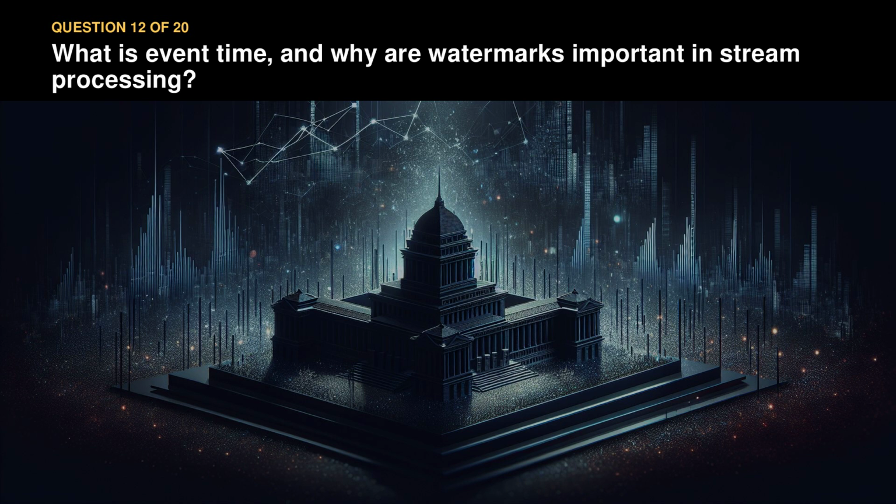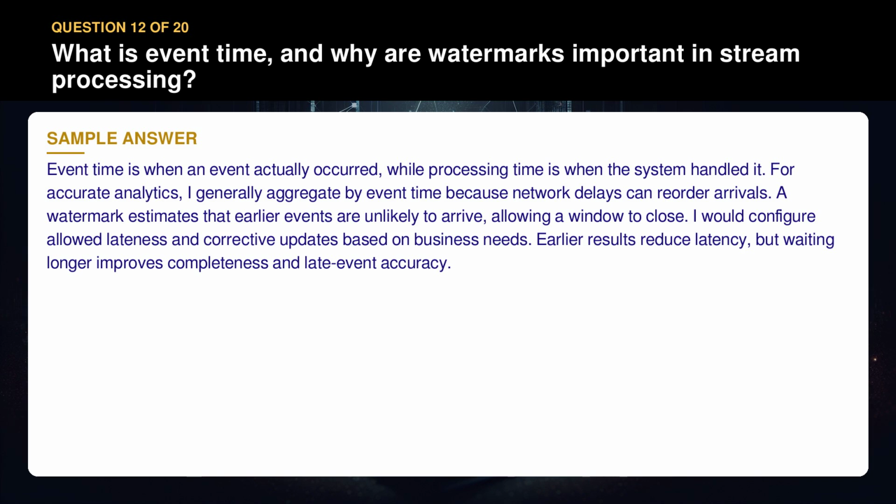Question 12. What is event time, and why are watermarks important in stream processing? Event time is when an event actually occurred, while processing time is when the system handled it. For accurate analytics, I generally aggregate by event time because network delays can reorder arrivals. A watermark estimates that earlier events are unlikely to arrive, allowing a window to close.